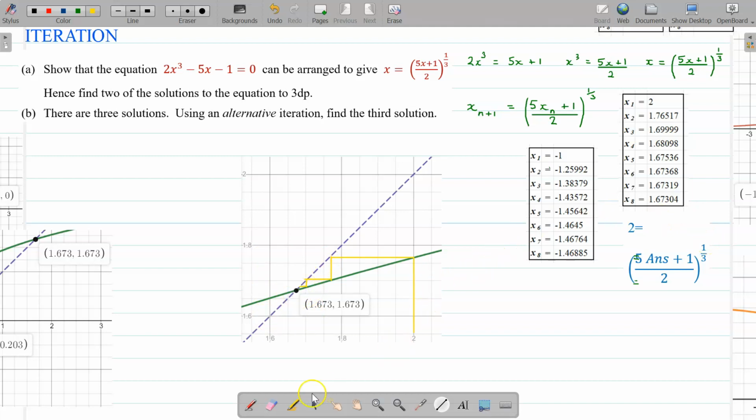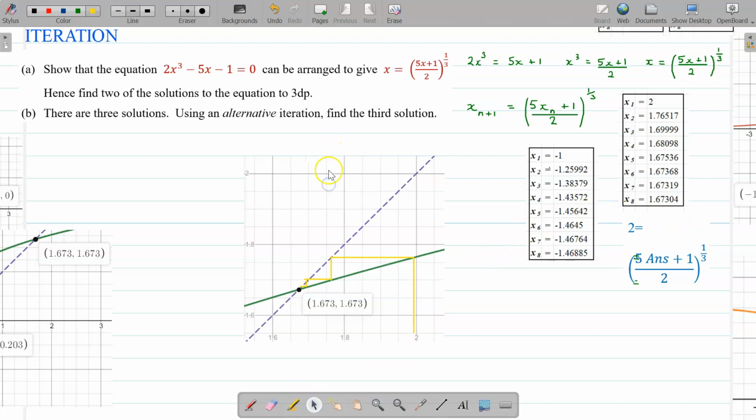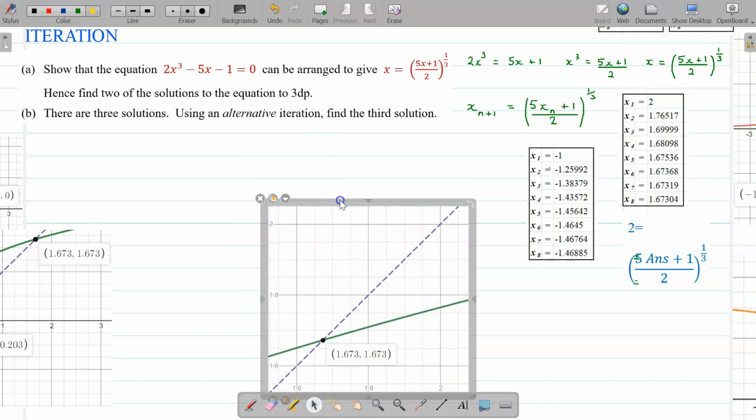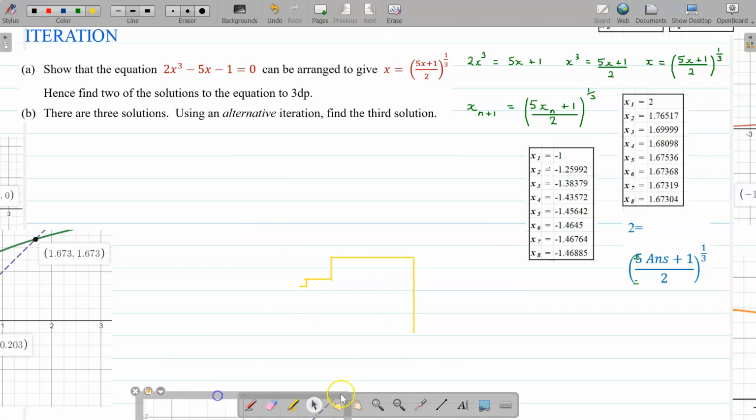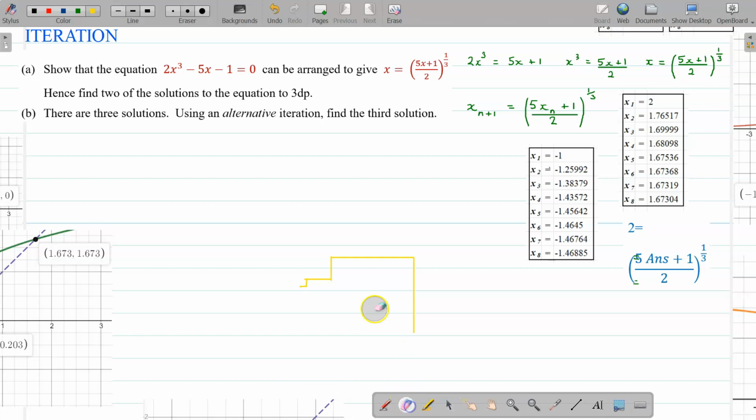Okay, so I've explained how the iteration process actually works on a graph, and it can converge very quickly to the result that we want. If I just clear that off now. Okay. Now, how are we going to continue with this question? Because it's making reference to a third solution.